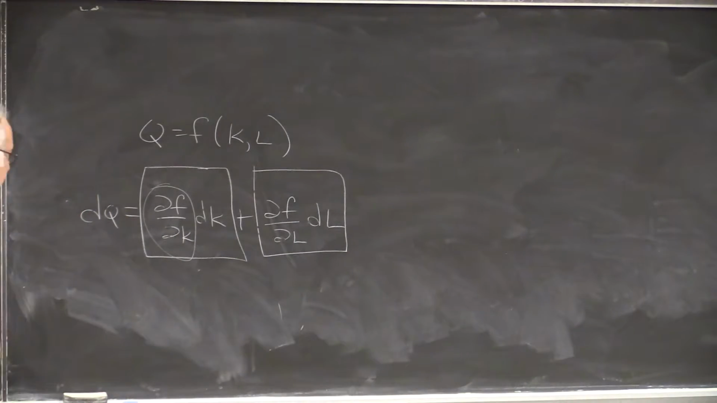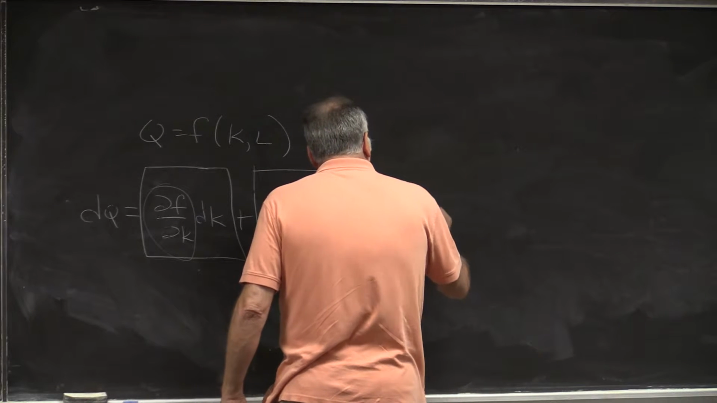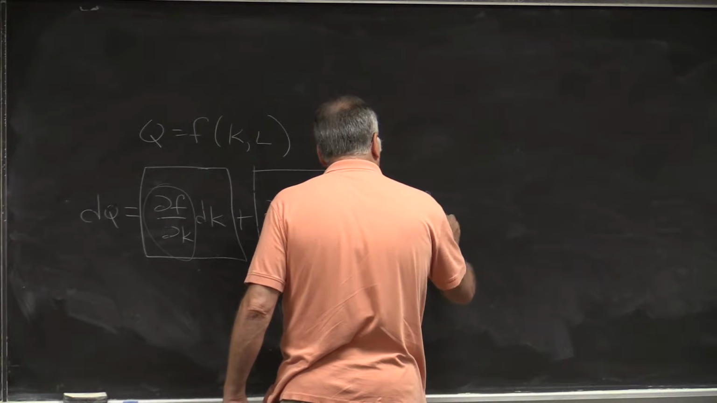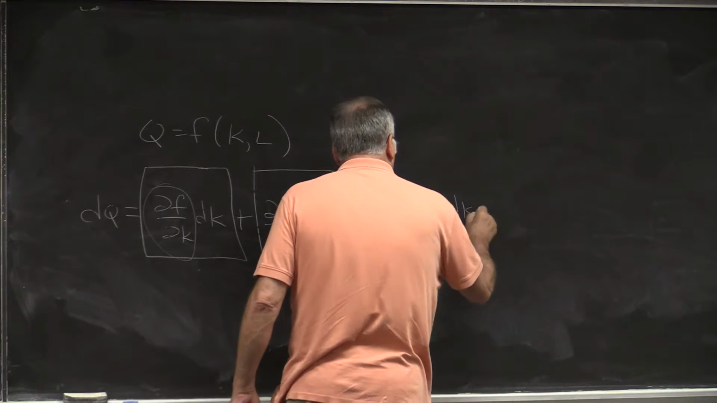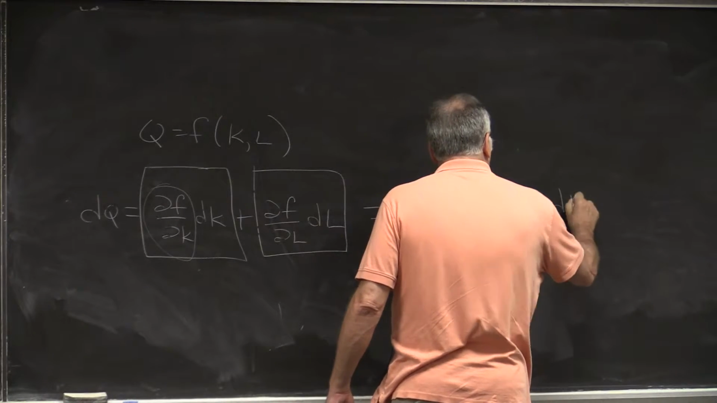Or you could abbreviate this with the total change in output is just the marginal product of capital times the change in capital, plus the marginal product of labor times the change in labor.